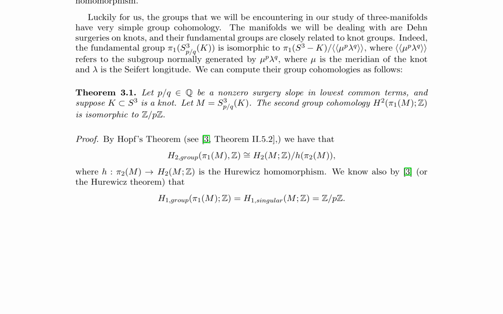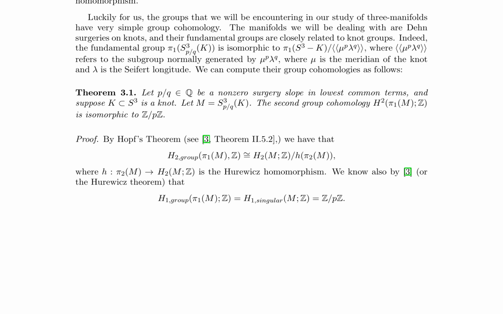The authors then apply this technique to the study of Dehn surgeries on knots, where the fundamental group π1(M) of the resulting manifold M is closely related to the knot group. They compute the second group cohomology H²(π1(M), Z) and find that it is isomorphic to Z/pZ, where p/q is the surgery slope. Using this computation, the authors prove two theorems.